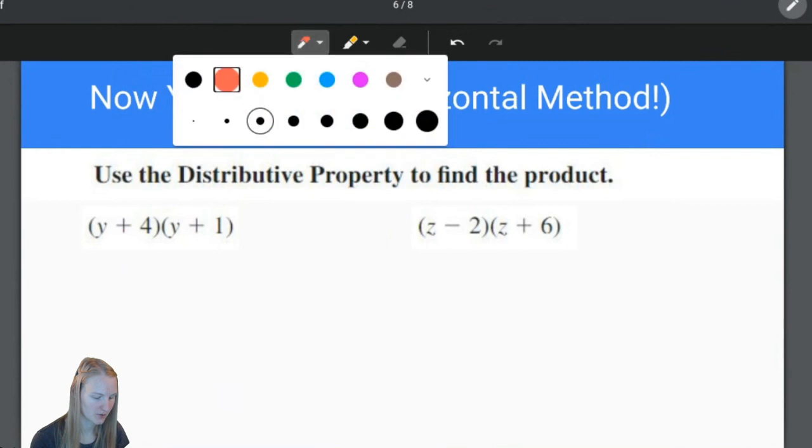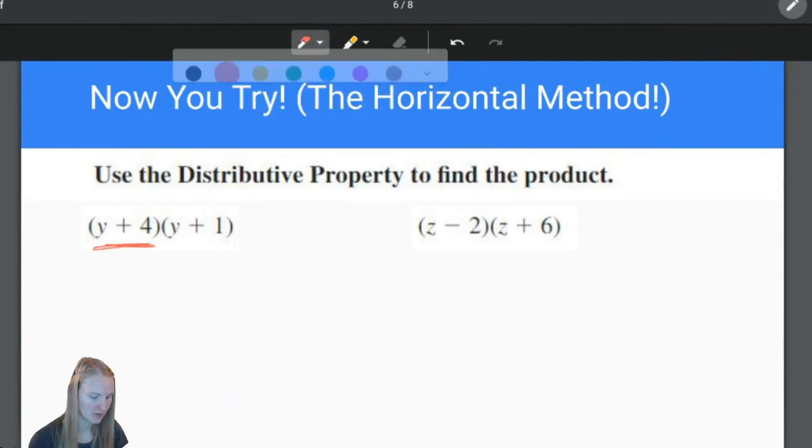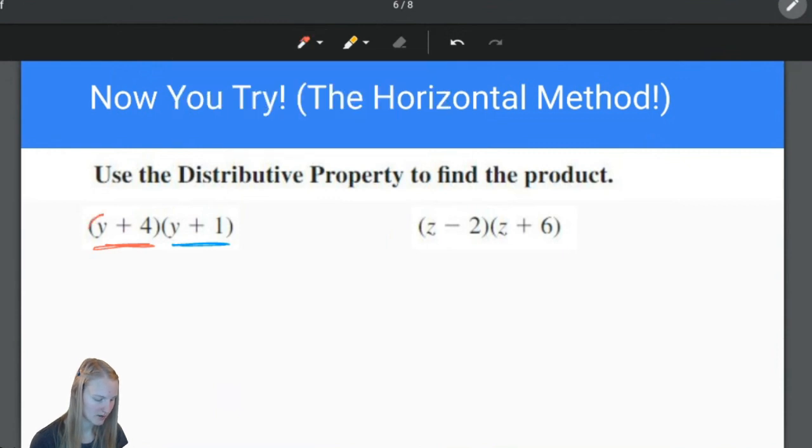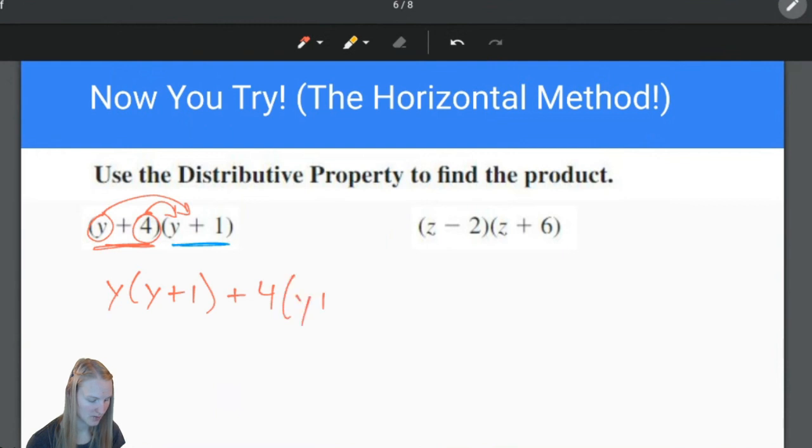So I'm going to color code again. First binomial will be red. Second binomial will be blue. And I'm going to let the y go to the second binomial. So I'll get y times y plus 1. And then the 4 is also going to the second binomial. So plus 4 times y plus 1. And that was not a good job of color coding, because this y plus 1 I said was going to be blue. So y plus 1 and y plus 1.